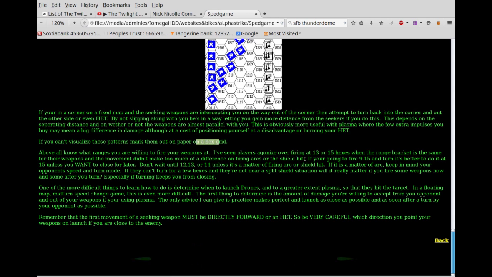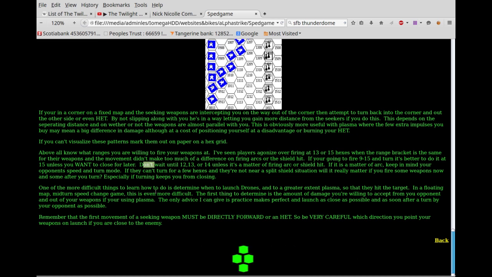If you're going to fire range 9 to 15 in turn, it's better to do it at range 15 unless you want to close for later, or unless you're waiting to try and get a specific shield. Don't wait until range 12 or 13 or 14 unless it's a matter of firing arc or shield. If it is a matter of arc, keep in mind your opponent's speed and turn mode. If they can't turn for a few hexes and they're not near a split shield situation, will it really matter if you fire some weapons now and some after you turn? Especially if your turning keeps you from closing?